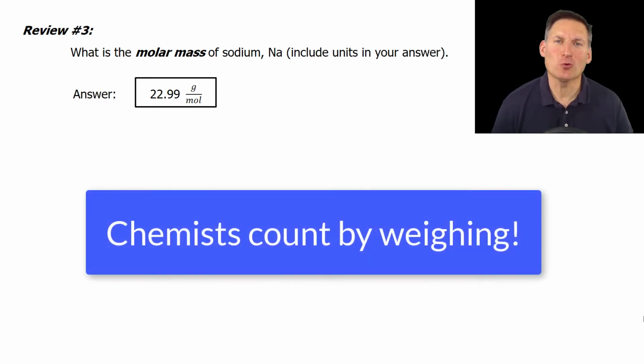Chemists count by weighing. If we weigh out 22.99 grams of sodium, since that is 1 mole of sodium, then we know we have 6.02 times 10 to the 23rd atoms of sodium.